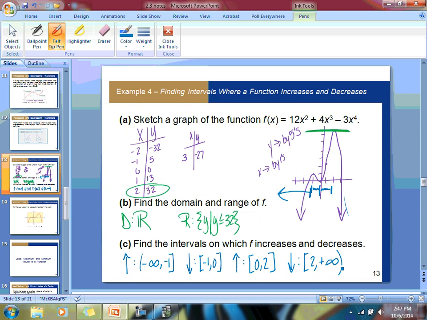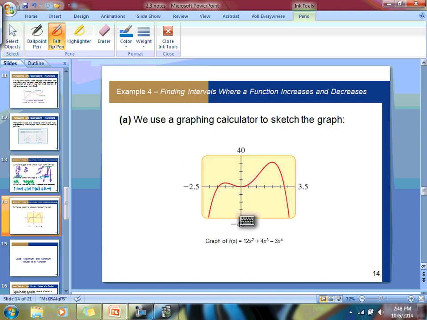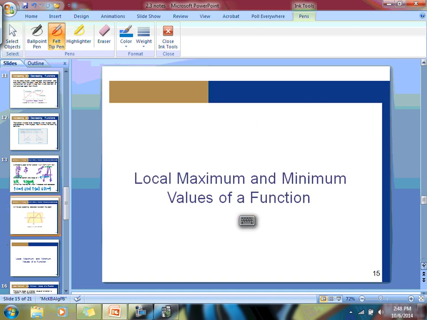Okay, so I use the up arrow and the down arrow just as little shortcuts for increasing and decreasing. If you want to actually write the words, that's fine. I just did that to save space here. And there's the book's version of the graph. And our last concept for today then is talking about the local maximum and minimum.